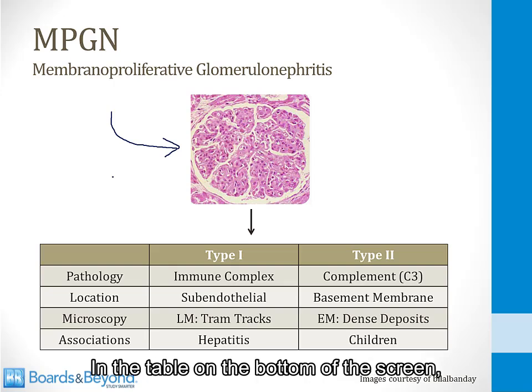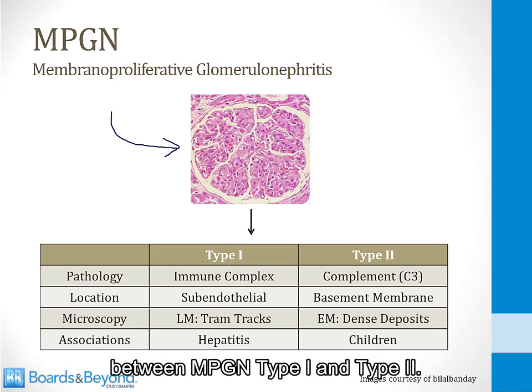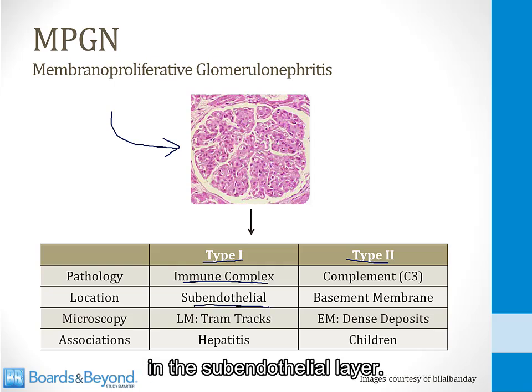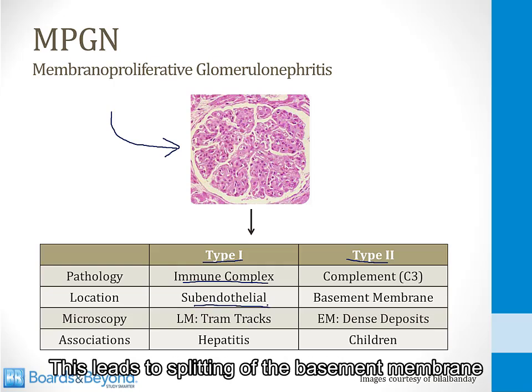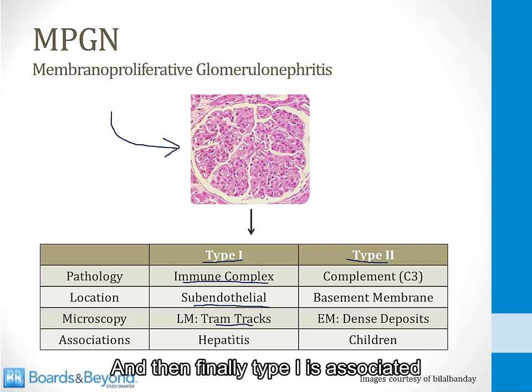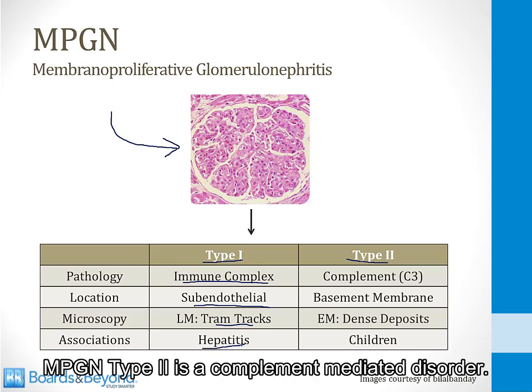In the table on the bottom of the screen, I've summarized the key differences between MPGN type 1 and type 2. Type 1 involves immune complex deposition in the subendothelial layer. This leads to splitting of the basement membrane and the appearance of tram tracks on light microscopy. And then finally, type 1 is associated with hepatitis B and C.